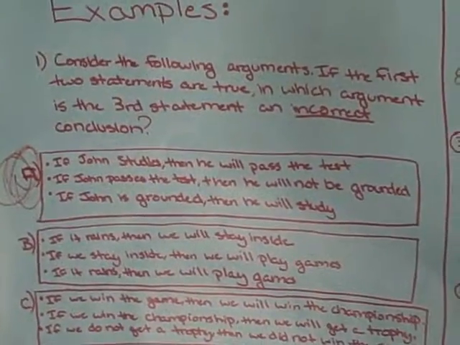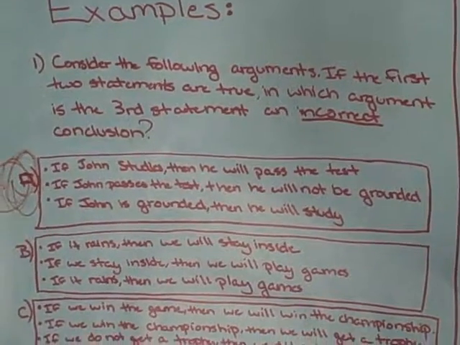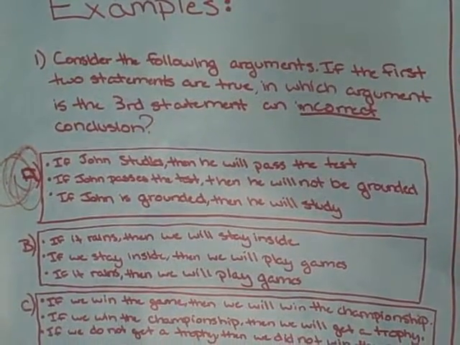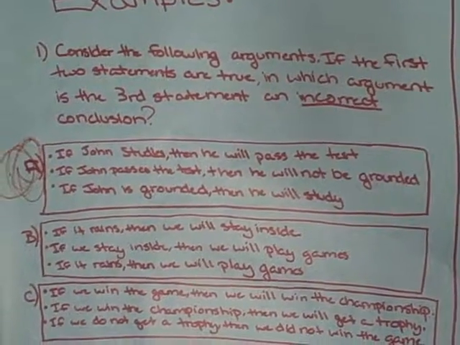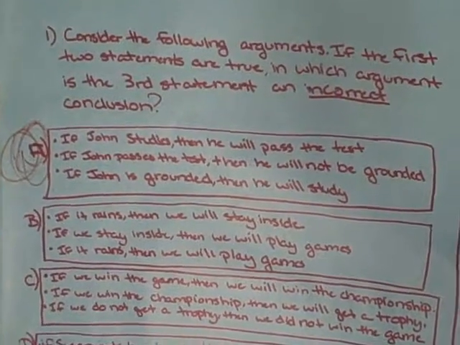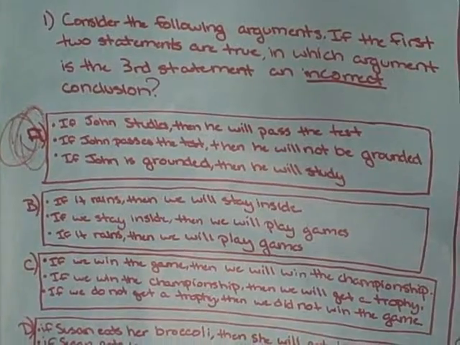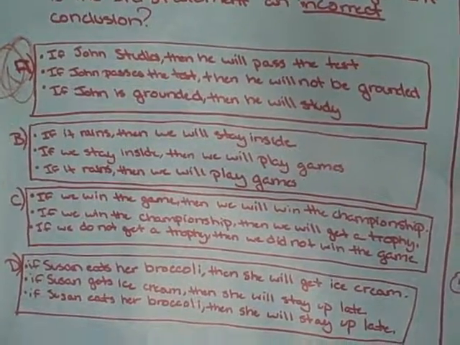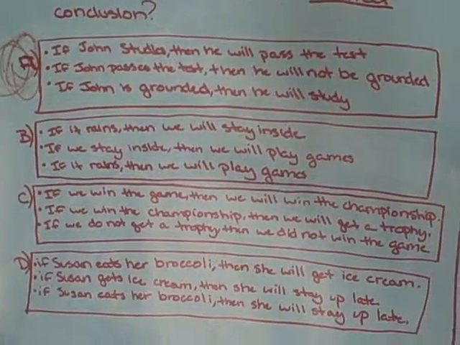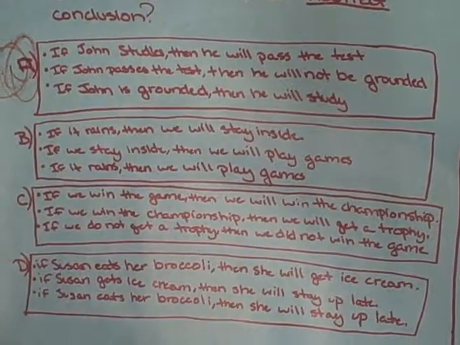Examples. Consider the following arguments if the first two statements are true. In which argument is the third statement an incorrect conclusion? A. If John studies, then he will pass the test. If John passes the test, then he will not be grounded. If John is grounded, then he will study. B. If it rains, then we will stay inside. If we stay inside, then we will play games. If it rains, then we will play games.